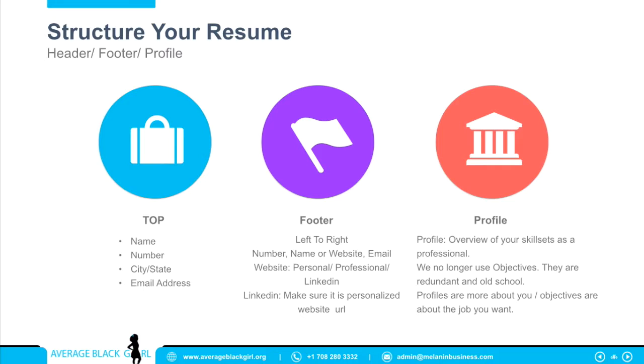So what we want to do is have an overview of who you are. If they don't have time to look through your resume, they need to know in 2 or 3 sentences who you are, how many years of experience you have, and why you're just a bomb person that they should take to the next level and actually read your resume. Profiles are more about you. Objectives are more about the job you want.